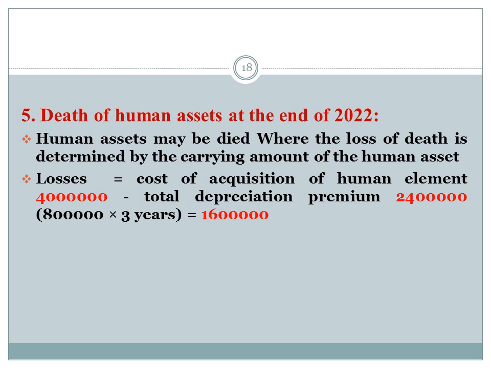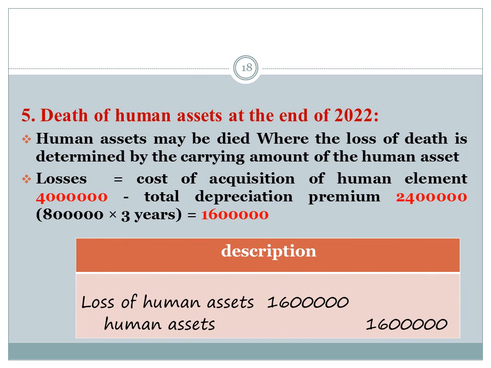So the total depreciation premium, 800,000 multiplied by 3 years, equals 2,400,000. So the losses are 1,600,000. These losses equal the remaining amount of the contract with this expert. Loss of human asset in the debit side, human asset in the credit side. Human asset in the credit side because this asset decreases, so the loss will be in the debit side.